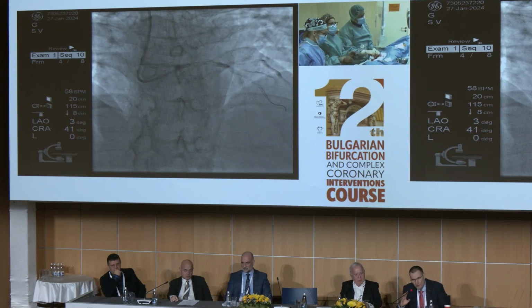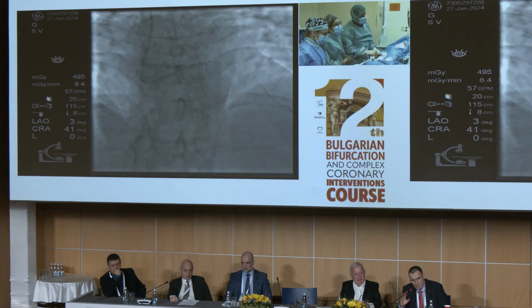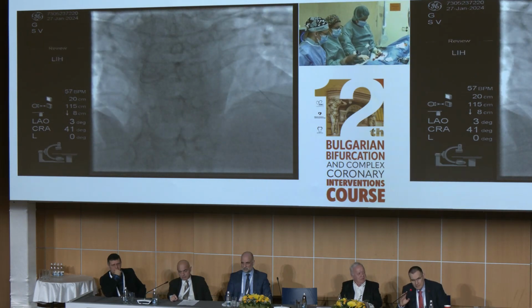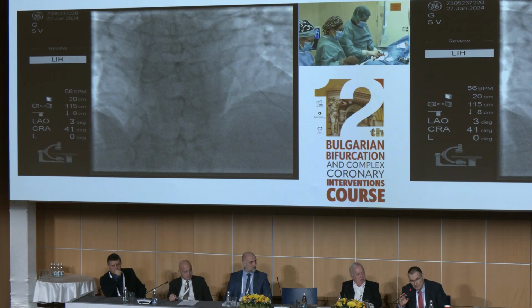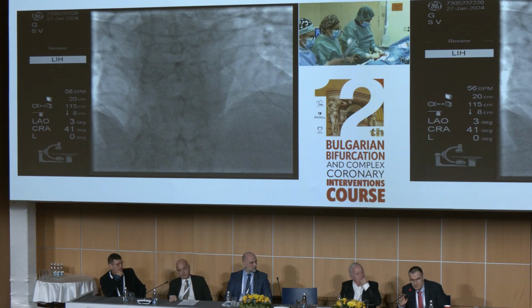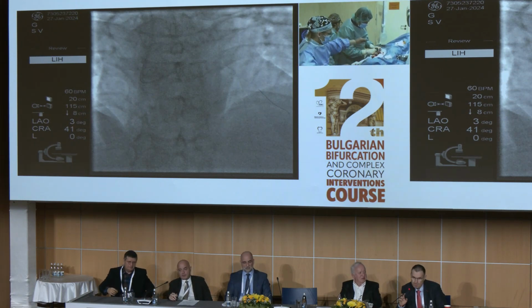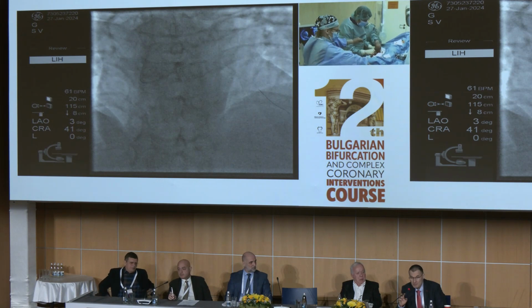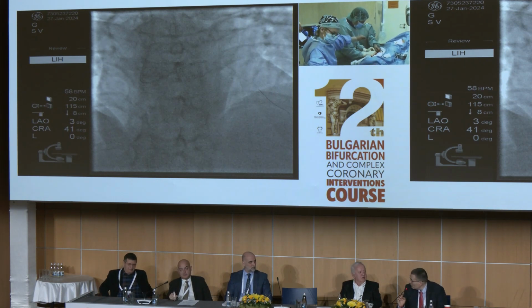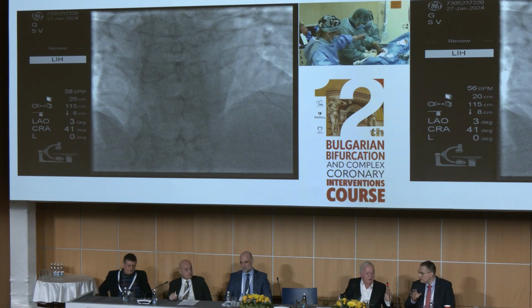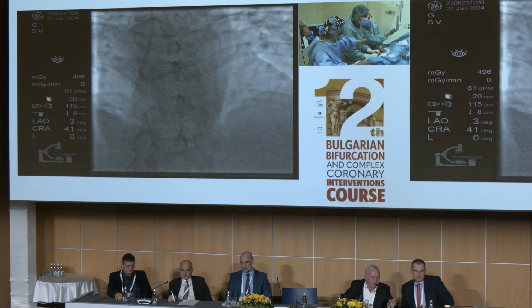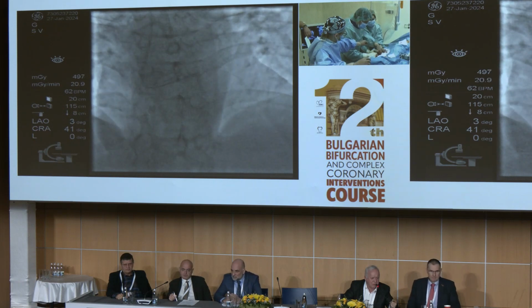Looking at how the contrast penetrates the side branches and even the diagonal, I think this balloon is undersized. Semi-compliant, yes, maybe 3.5, but semi-compliant now, because you opened the lesion. I think you opened the lesion, which was a bit resistant to the first balloon.